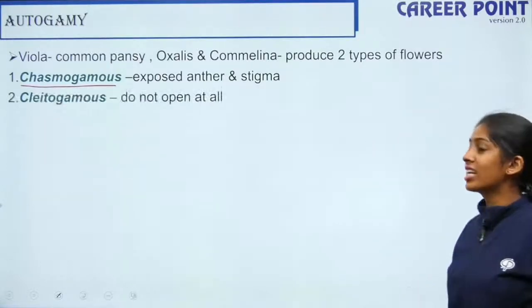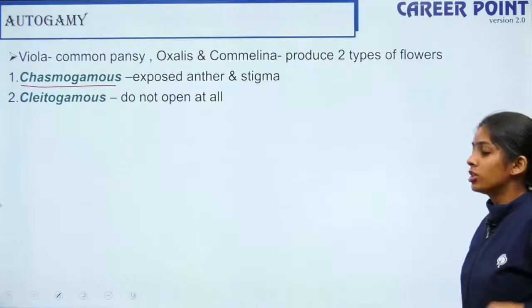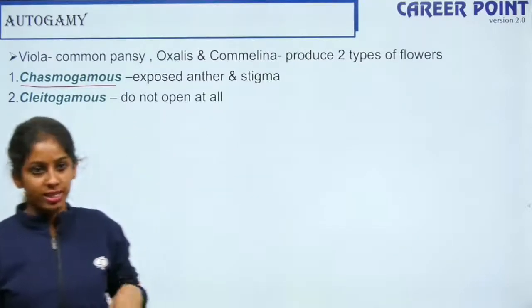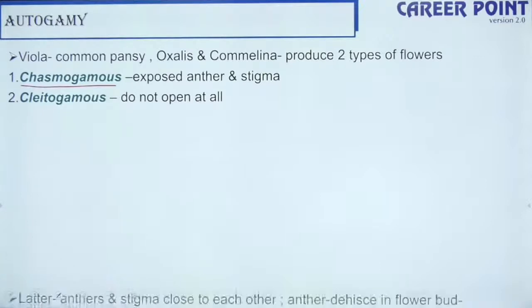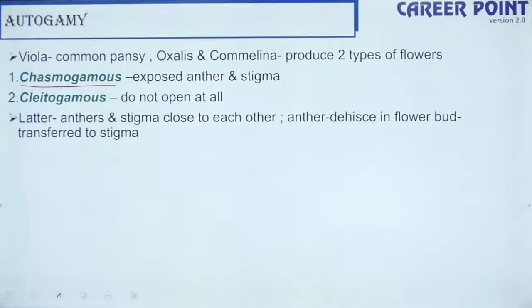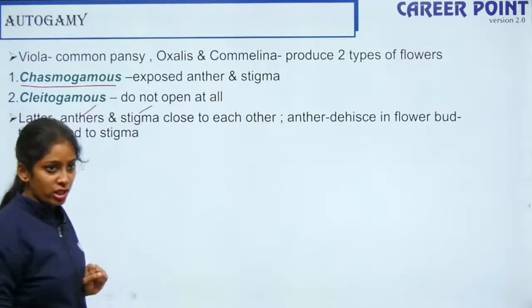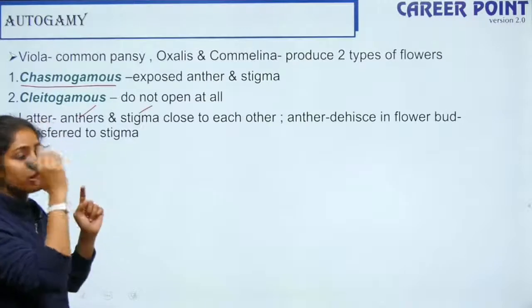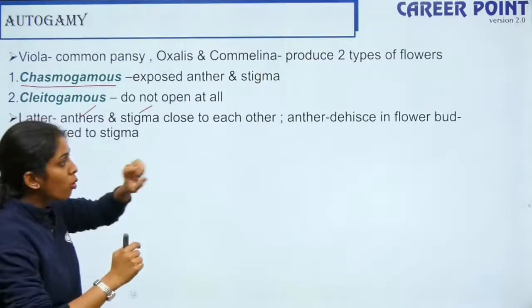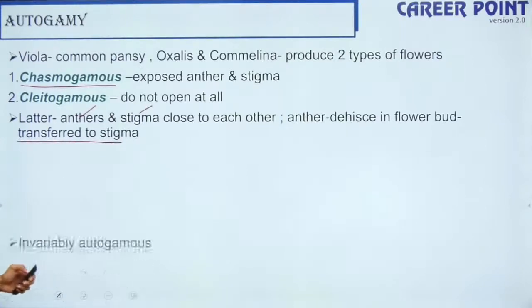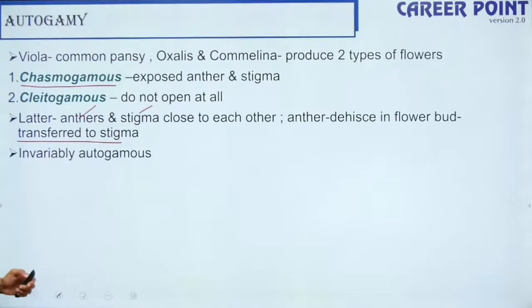The next one is the cleistogamy condition. The flower does not open at all. It is present in the bud condition itself. So that is called the cleistogamy condition. In the cleistogamy condition, when it is in the bud state, the anthers and stigma lie close to each other. Thus the anther wall opens, the pollen grain comes out in the bud stage and it is quickly transferred to the stigma. So this is known as the proper autogamous condition.